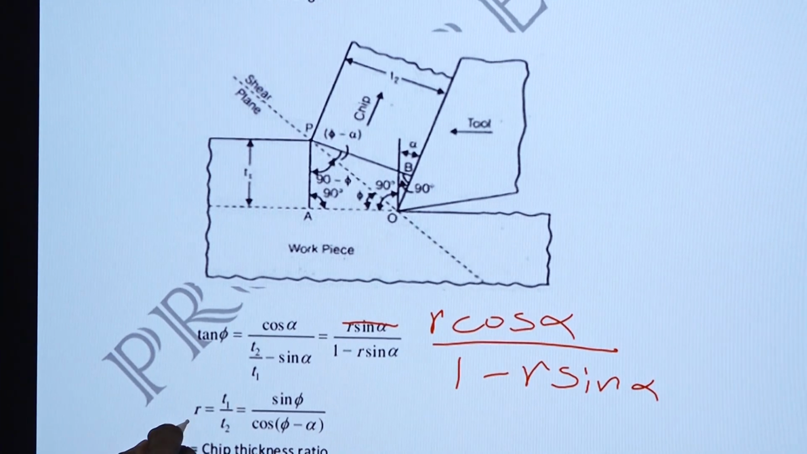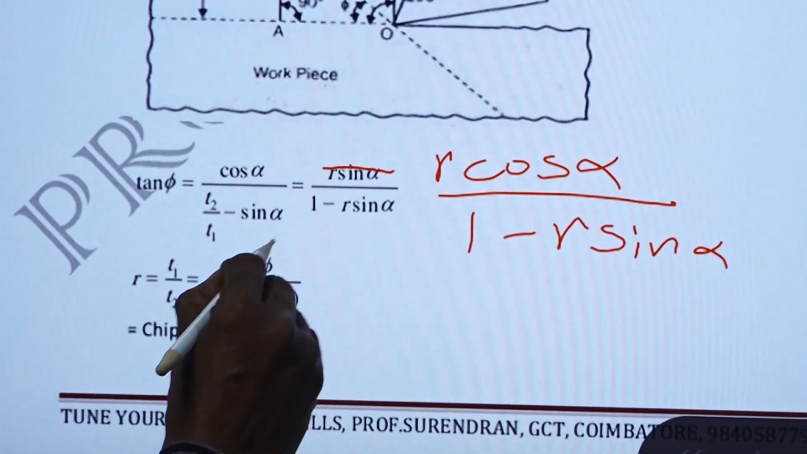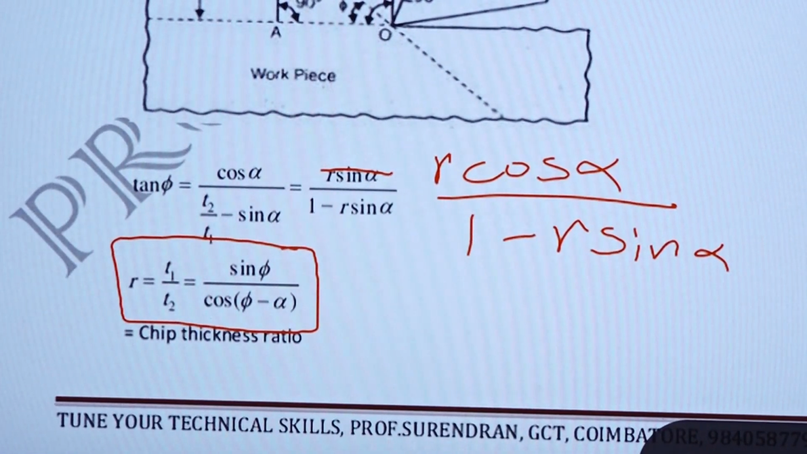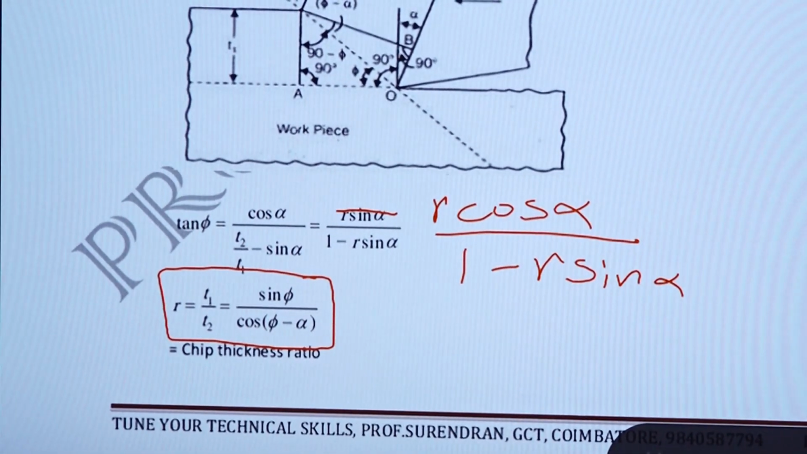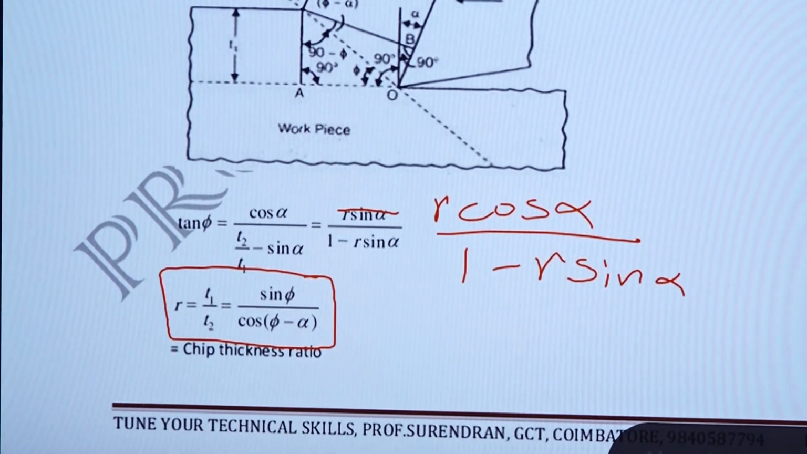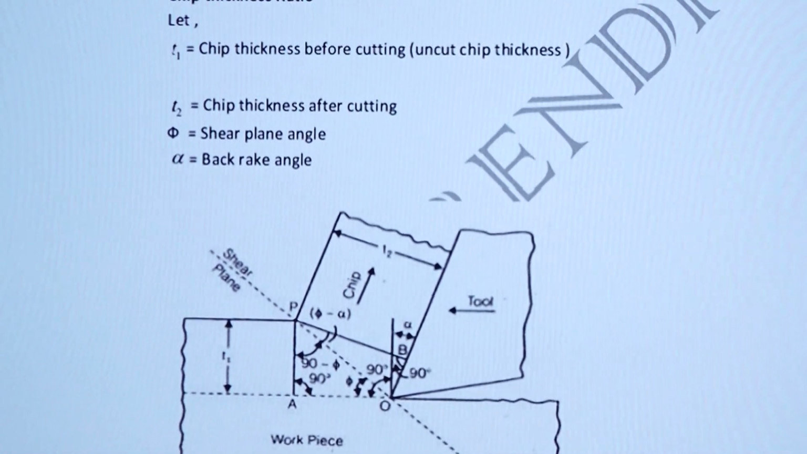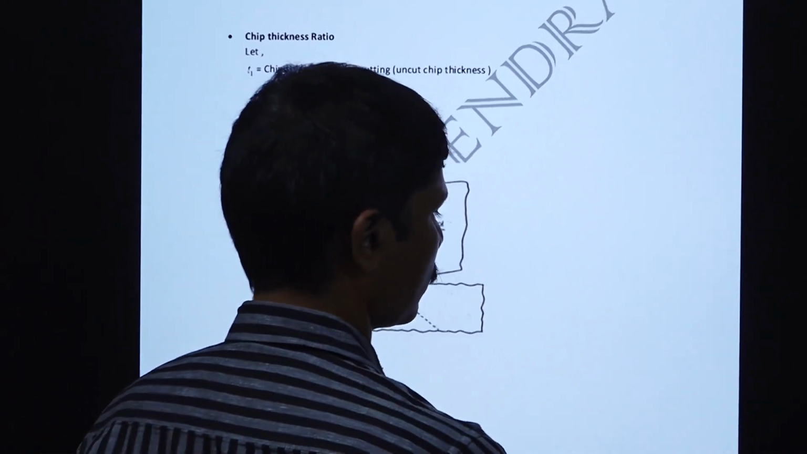Or we can say that r equal to sin phi by cos(phi minus alpha). You can use this formula also. So we can get the relation tan phi equal to r cos alpha divided by 1 minus r sin alpha, or r equal to sin phi by cos(phi minus alpha). By using this formula we can solve the problems.